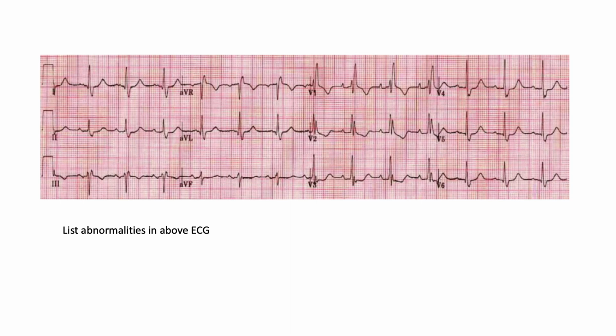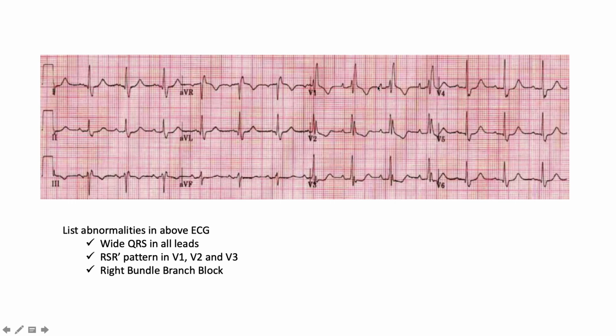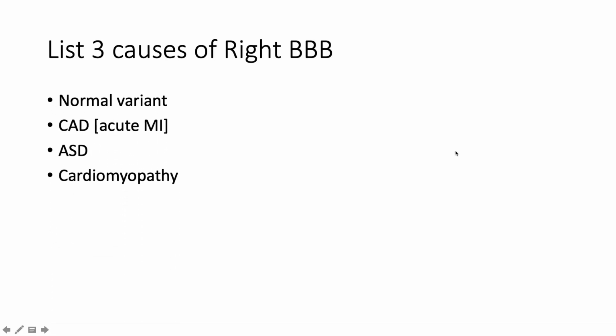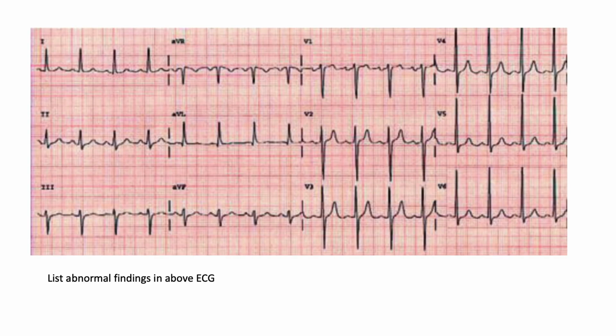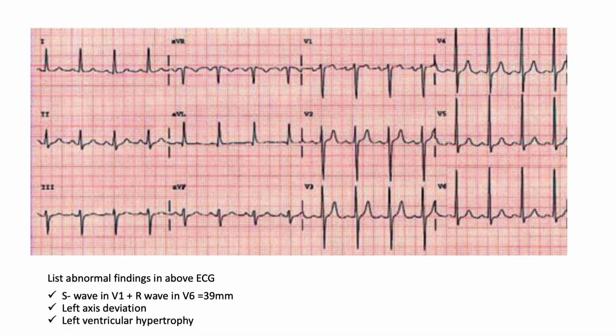That QRS looks wide and juicy to me. Wide QRS in all these. We have RSR pattern in V1, V2, V3. If you look at the QRS in V1, it looks like an M, and it looks like a W in V6. This is right bundle branch block, and the common causes we see, it could be a normal variant, it could be an acute MI, it could be atrial septal defect, it could be cardiomyopathy. Don't forget pulmonary embolus.